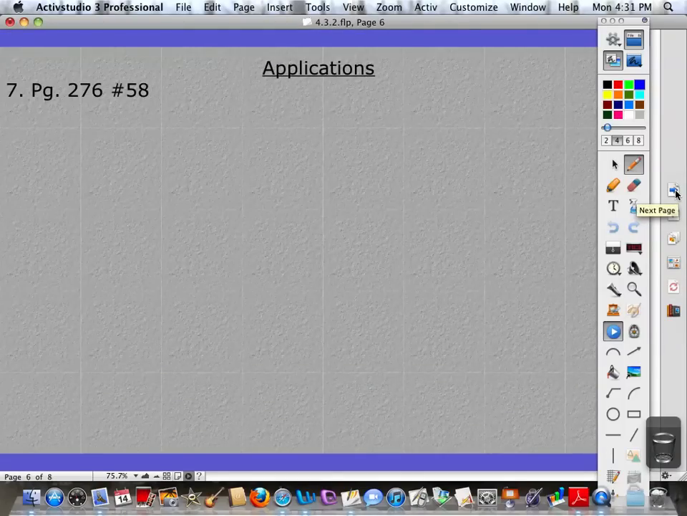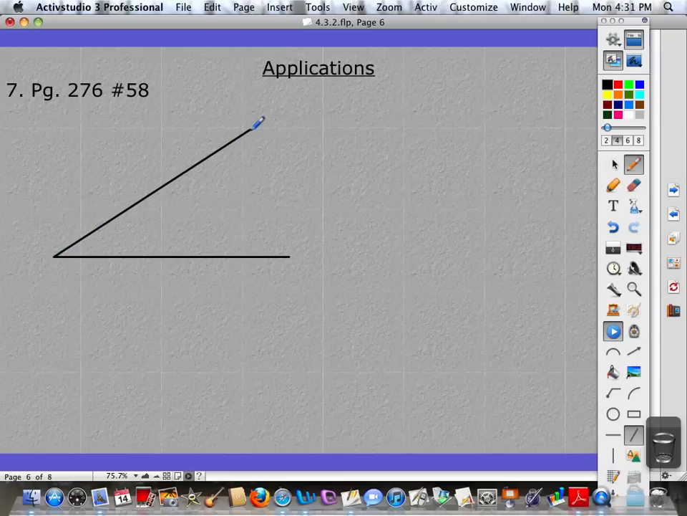All right, last problem. We're going to see how some of these things can be applied. We're going to look at page 276, number 58. In problem 58, it says that there is a 30-meter line used to tether a helium-filled balloon. So if we're tethering a helium-filled balloon, I can think of this as being the ground. Tether means that the line is being tied to the balloon, so the balloon is somewhere up here in the air, wherever we want to throw it there.